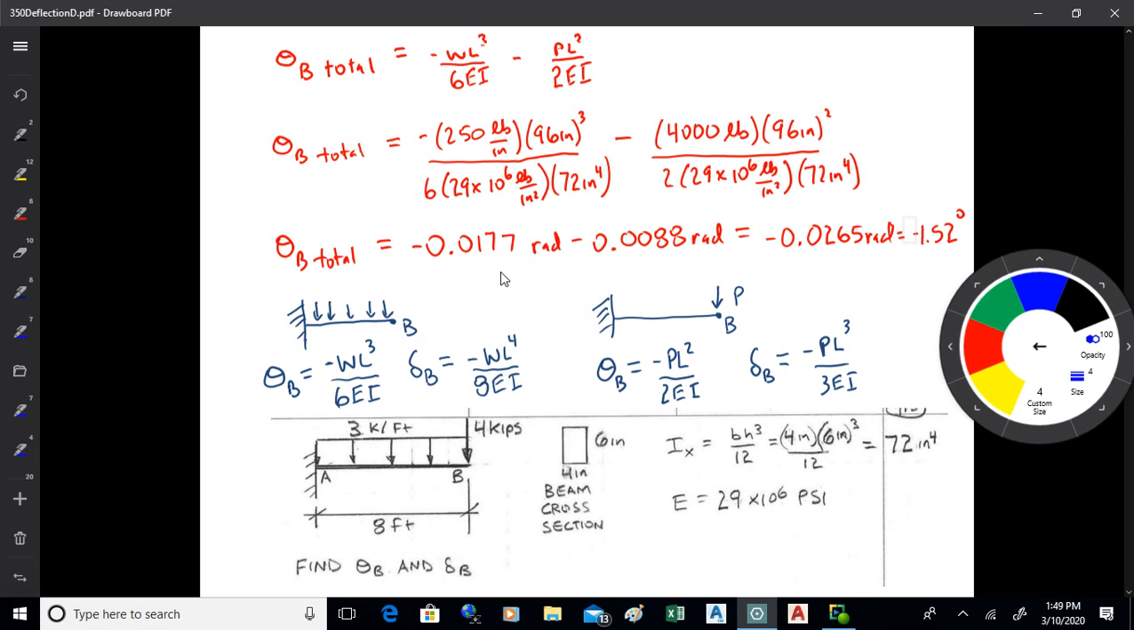All right, so we're good with that? So pretty straightforward. You just find the two cases independent of each other and add the results. That's all you got to do. All right. So we're good with that? Okay.